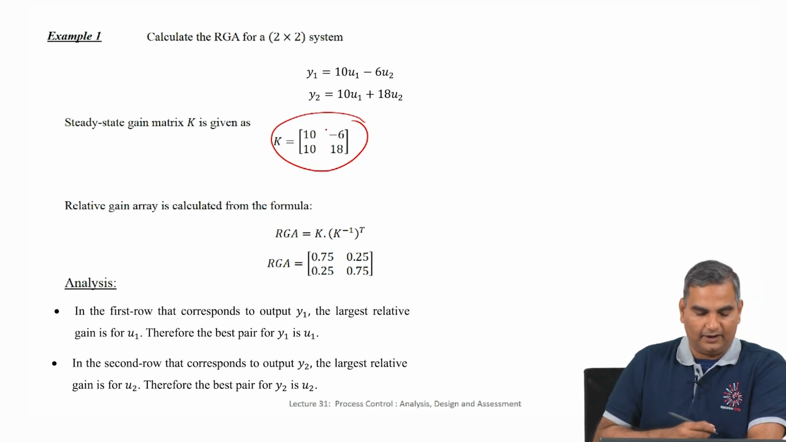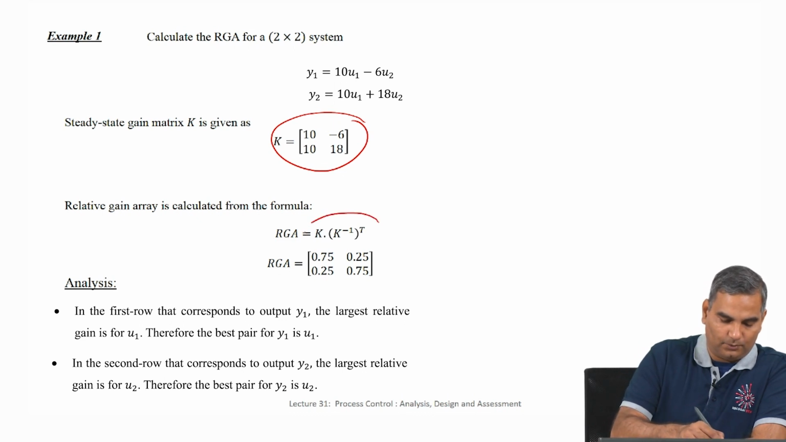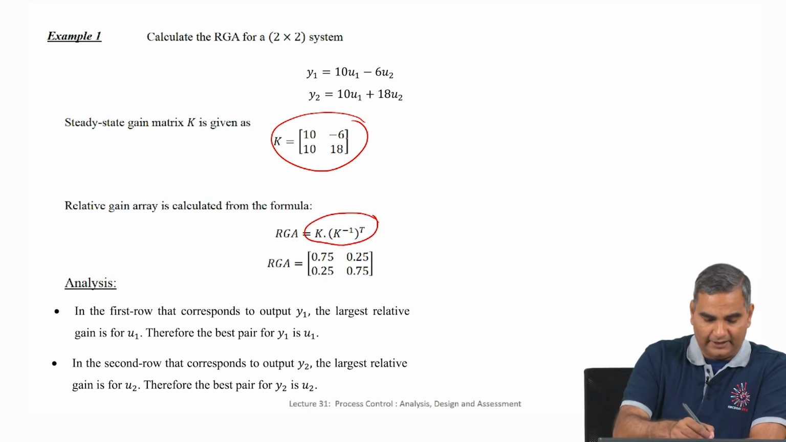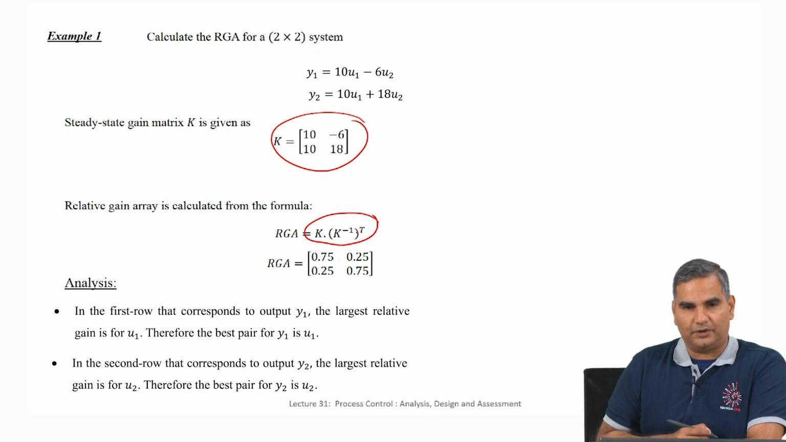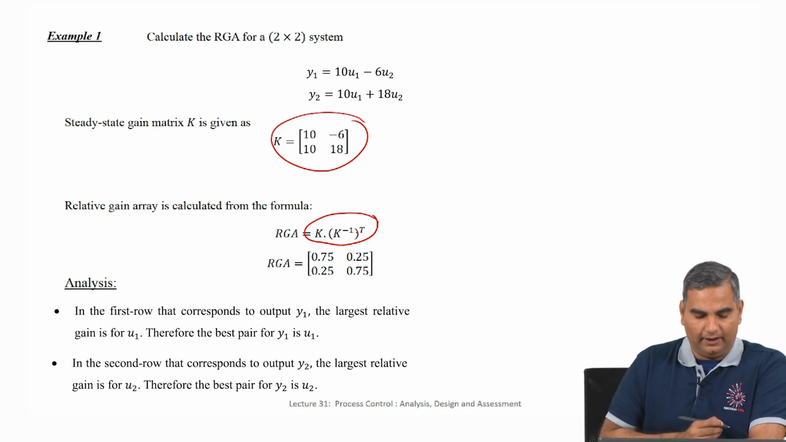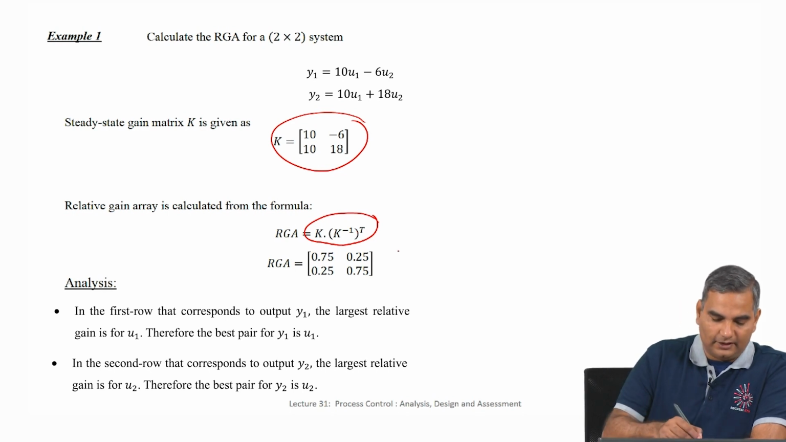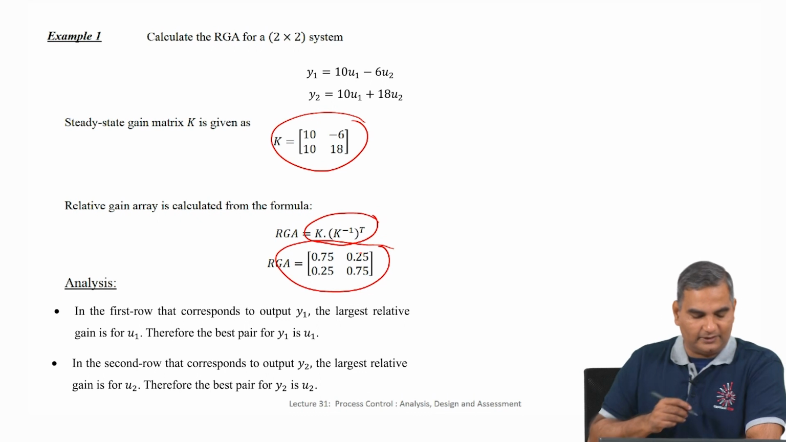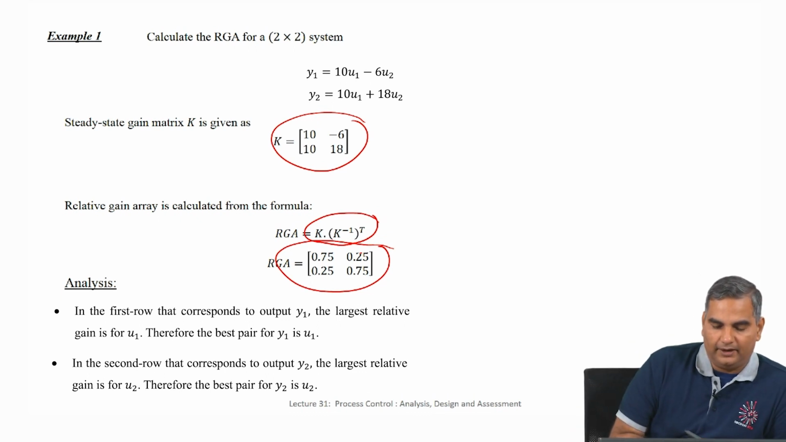A relative gain array is K dot K inverse transpose. So, if you take this K, you can do this computation by hand or by software that you use for analyzing control systems, and then you will get a relative gain array of this. Now, let us try and interpret what kind of pairing we should do.